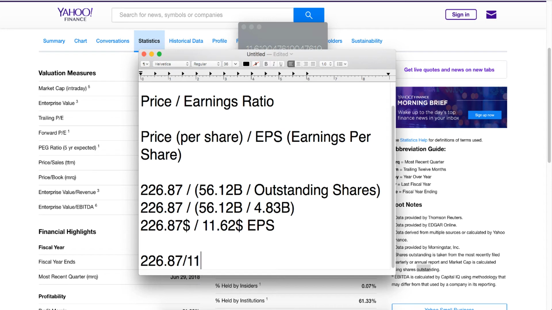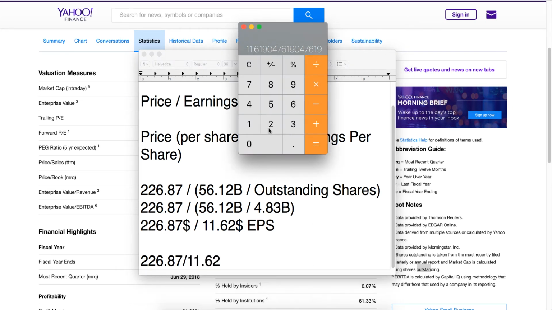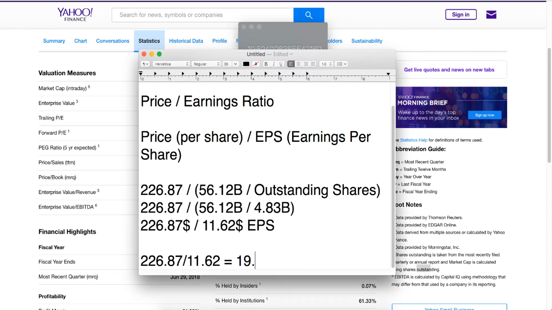226.87 divided by 11.62, the thing that I have above, and let's do that. 226.87 divided by 11.62, and that gives us 19.52, and that's our current PE ratio.